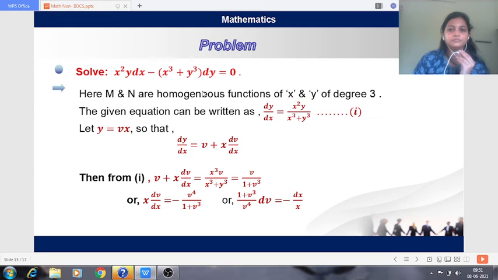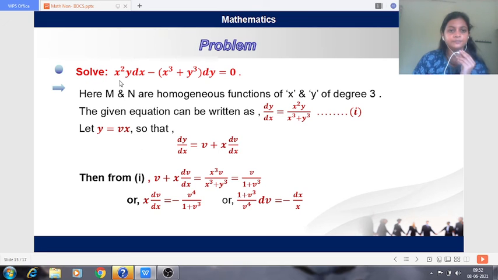To solve this type of homogeneous equation, we put y equals vx. The first step is to write this type of equation as dy/dx equals something. Then in the second step, we put y equals vx.